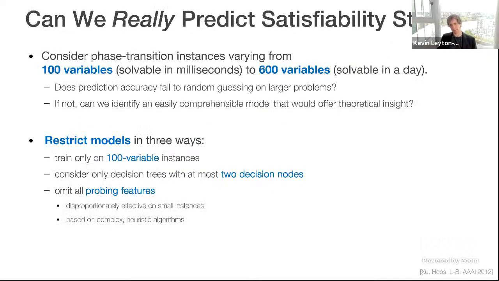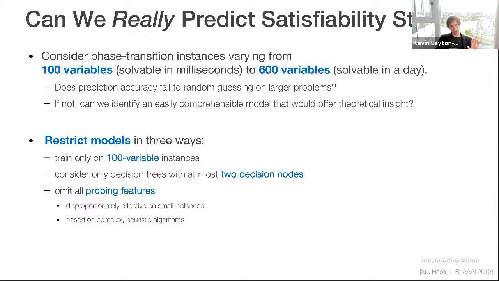We then went, again with Ling Xu and Holger Hoos, into a deeper dive into trying to understand, does it really make sense to think that we could predict the satisfiability status of a phase transition instance, which we believe to be a hard distribution of problems? So to try to understand this better, we tried to tie a couple of hands behind our backs and build something that would persuade us more fundamentally that this was even doable. So we considered phase transition instances that varied from 100 variables, which are problems that are solvable in milliseconds, even back in 2012 when we did the work, to 600 variable problems, which were solvable in about a day back in 2012, and now still take hours.